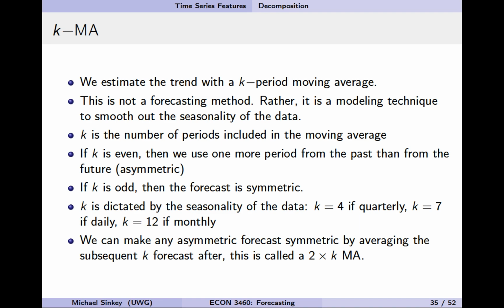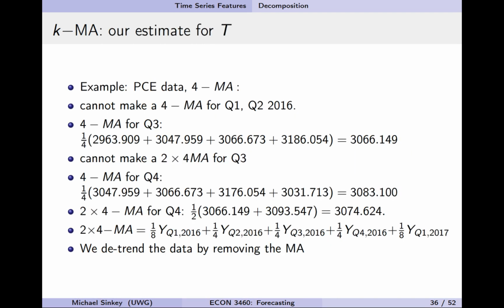If we have an even number of periods in our moving average, we can average the forecast afterwards. Let's say I have 7 periods of data. I start making a 4-period moving average in period 3, and that includes periods 1, 2, 3, and 4. Then in period 4, I include periods 2, 3, 4, and 5. If I just average together those two moving averages, they both share periods 2, 3, and 4, and I can make an estimate that is symmetric by just averaging those together.